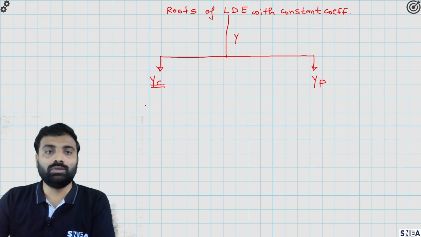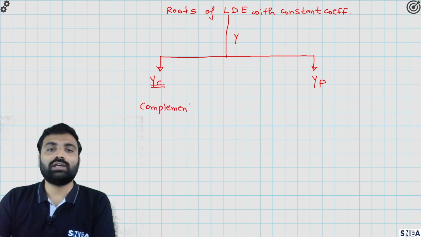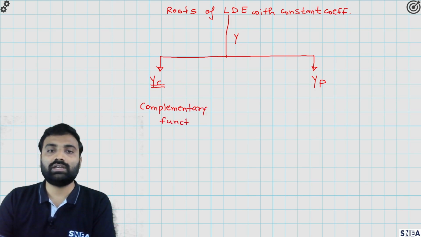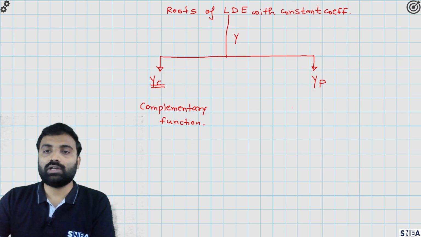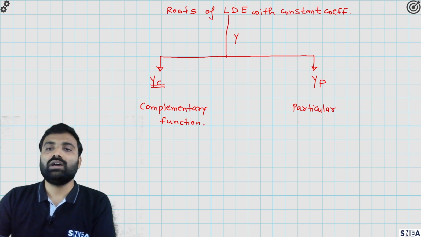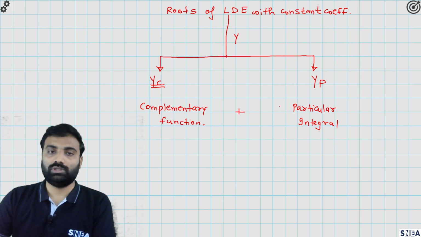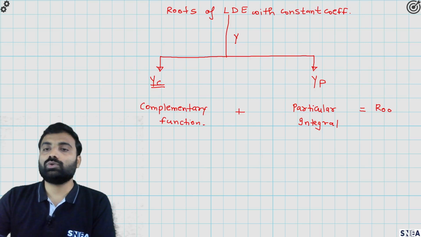So yc is called the complementary function. Okay, perfect. And yp will be called the particular integral. उसे हम क्या बोलते हैं, students? Particular integral. So if I do the addition of both complementary function plus particular integral, I will get the root of an LDE equation.